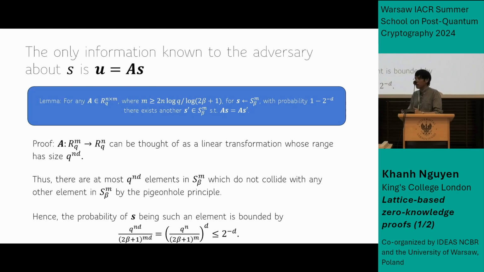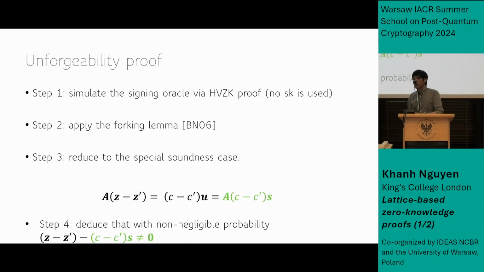So the probability that an element S of the secret key vector is lonely is bounded by this fraction: Q to the ND divided by (2 beta plus 1) to the MD. And if we pick parameters nicely, then it's at most 2 to the minus D. We use this lemma to deduce that the adversary doesn't know any information about S apart from the public key, so it could have been S or S prime. So with probability 1/2, we end up with a case where this thing is non-zero. That's how we reduce the unforgeability to the security of module SIS. Any question about the sketch or anything so far?